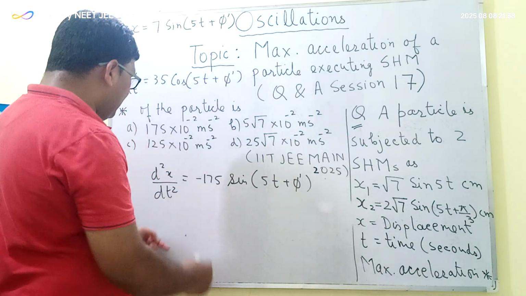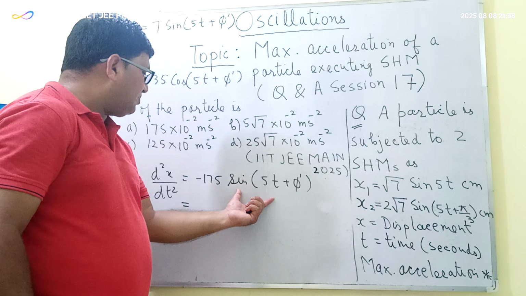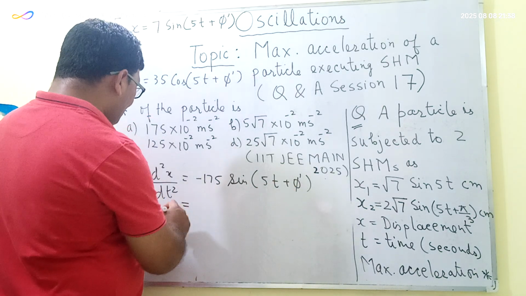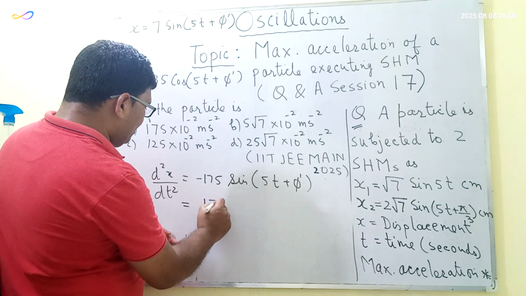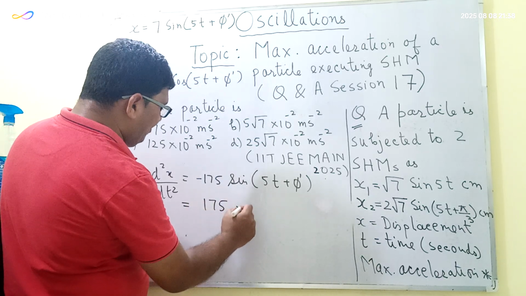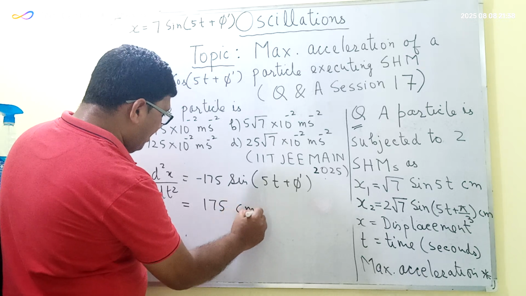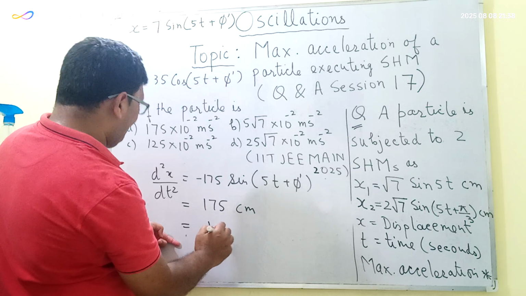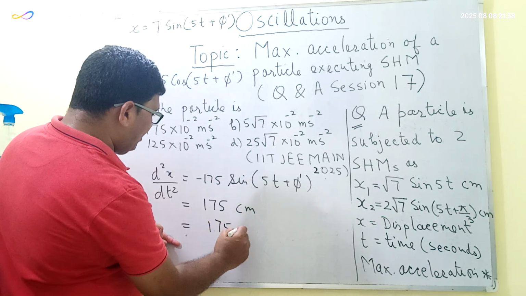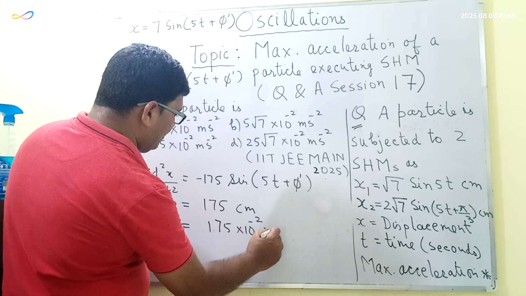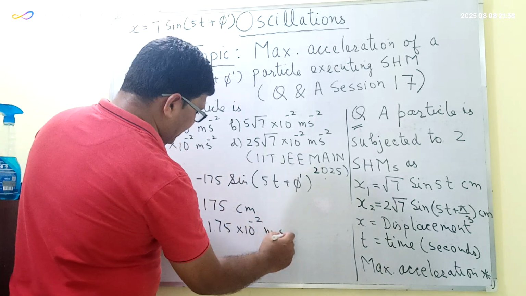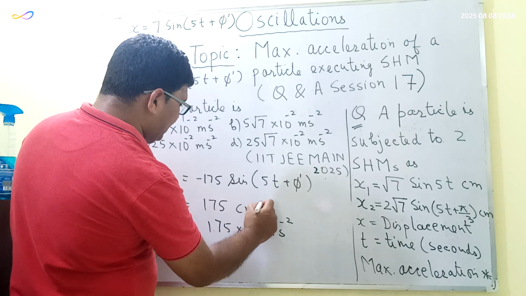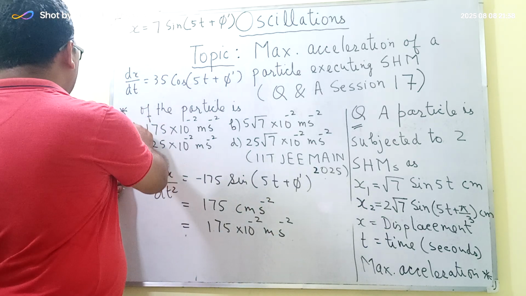So the maximum acceleration क्या होगा? The maximum acceleration depends on the value of sine (5t plus phi dash). The maximum value of sine is equal to 1. So the maximum acceleration will be equal to 175 centimeter per second square, and in meters it can be written as 175 into 10 to the power minus 2 meter per second square. So the correct option here is A.